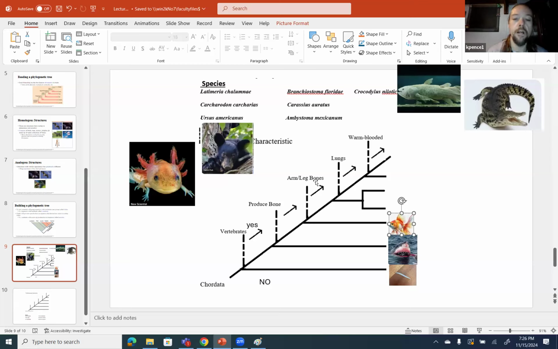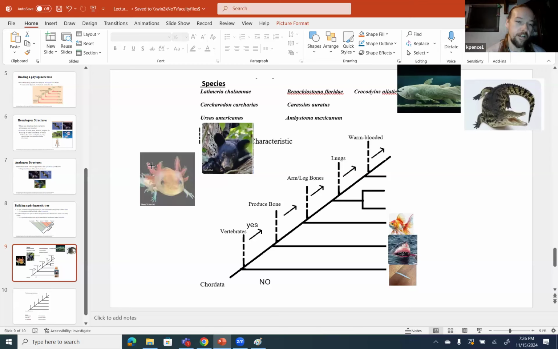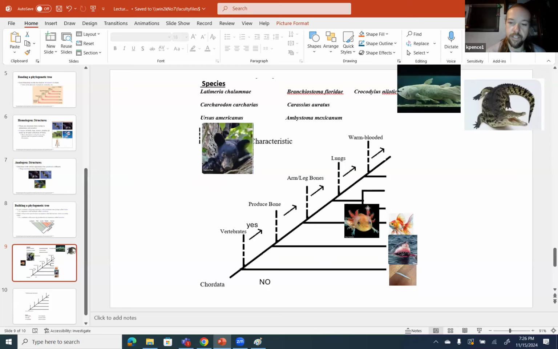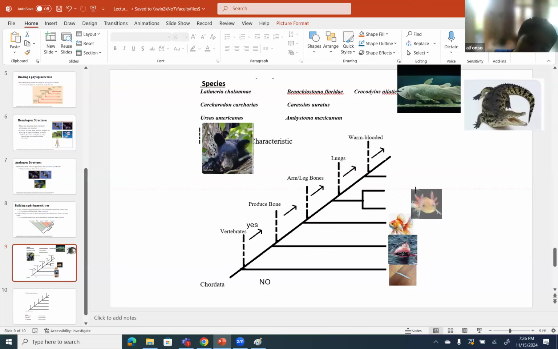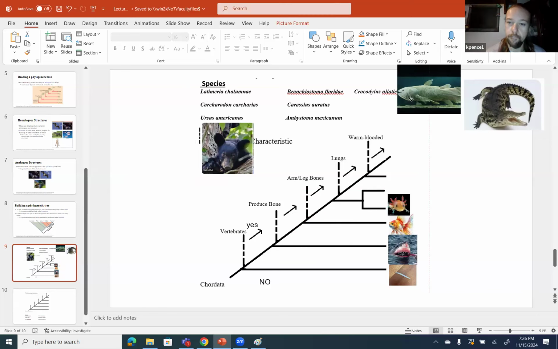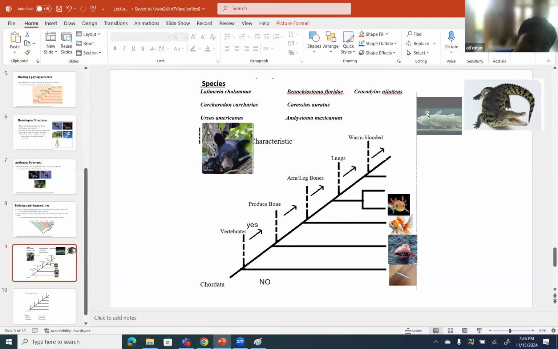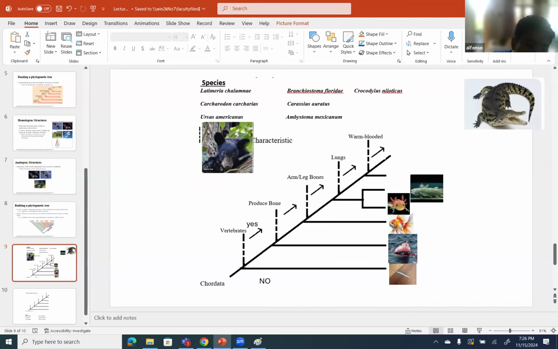Now we have our next node, which is this one right here. My question is lungs. So see how I have two brackets? That means there are two individuals left that do not have lungs. We know this guy doesn't because you can see his gills. And then also it's this guy, right? No lungs, because it's also a fish. They don't need air.